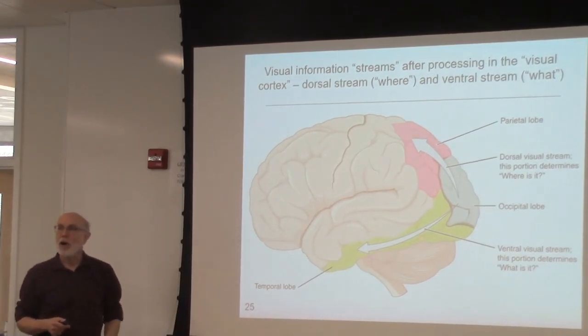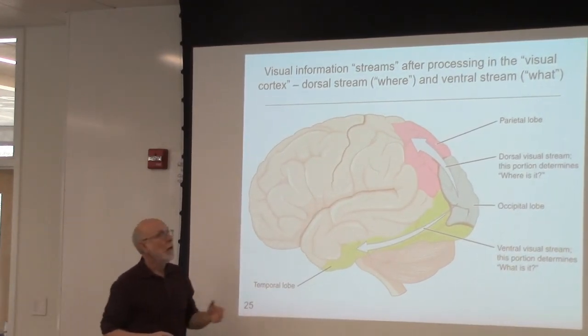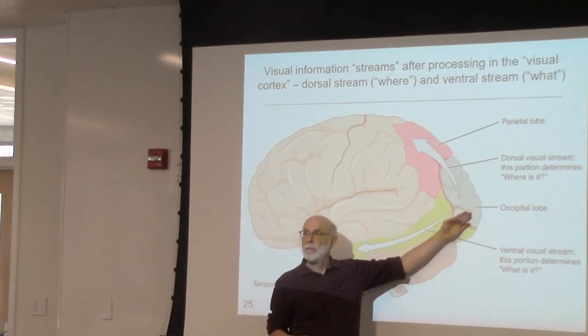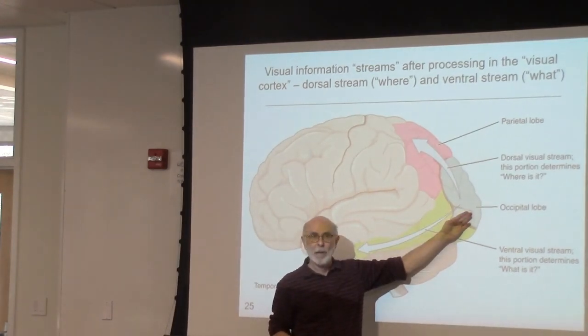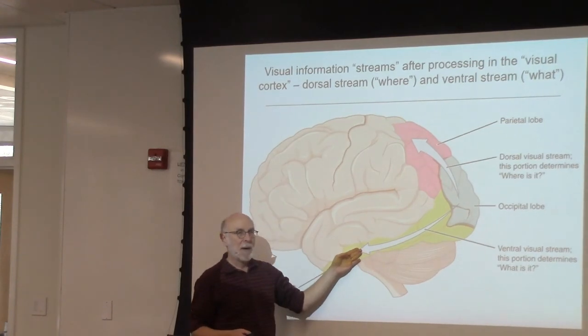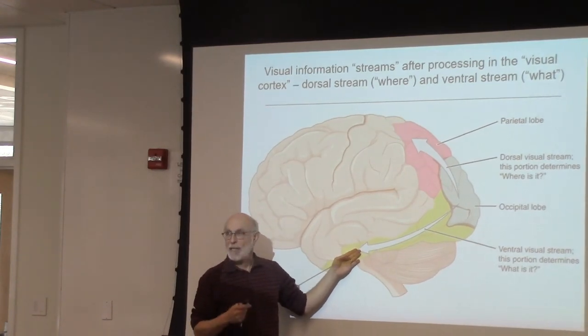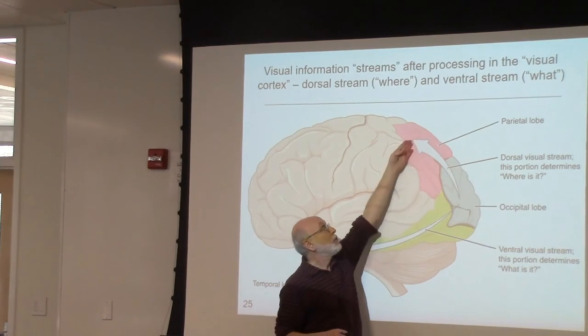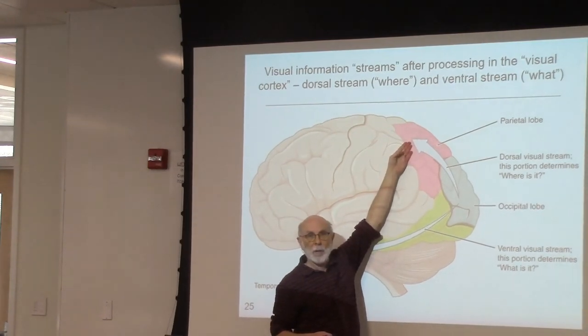But I do want you to know the two visual streams from the occipital lobe. The ventral stream to the temporal lobe, what is it? The dorsal stream to the parietal lobe, where is it?